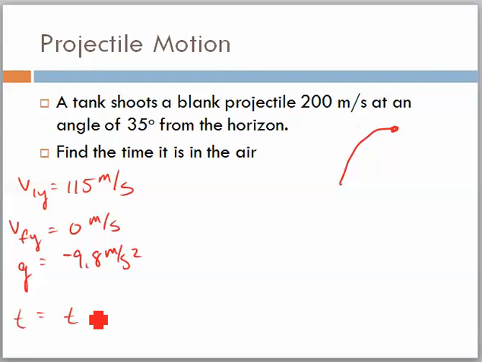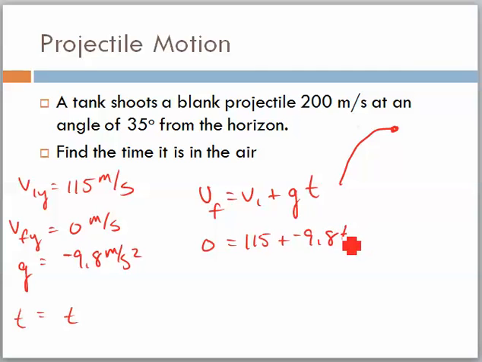Well, I'm going to use my easiest equation, VF equals VI plus GT. VF is 0, VI is 115 meters per second plus negative 9.8 t. T turns out to be 11.7 seconds. So that's how long it takes to reach its highest point.